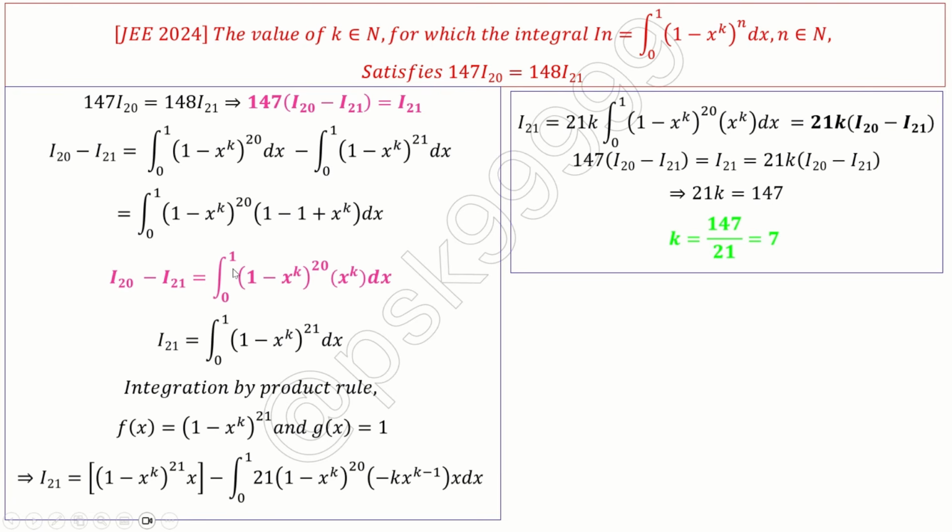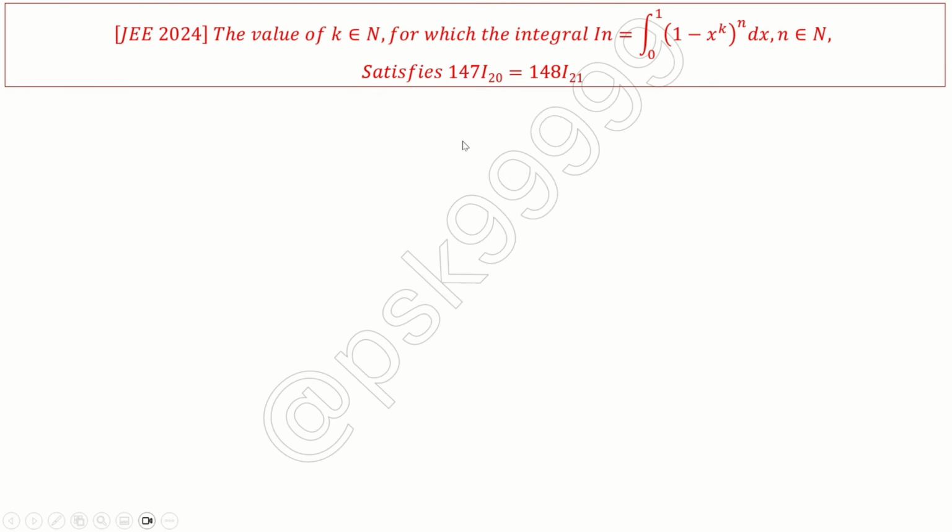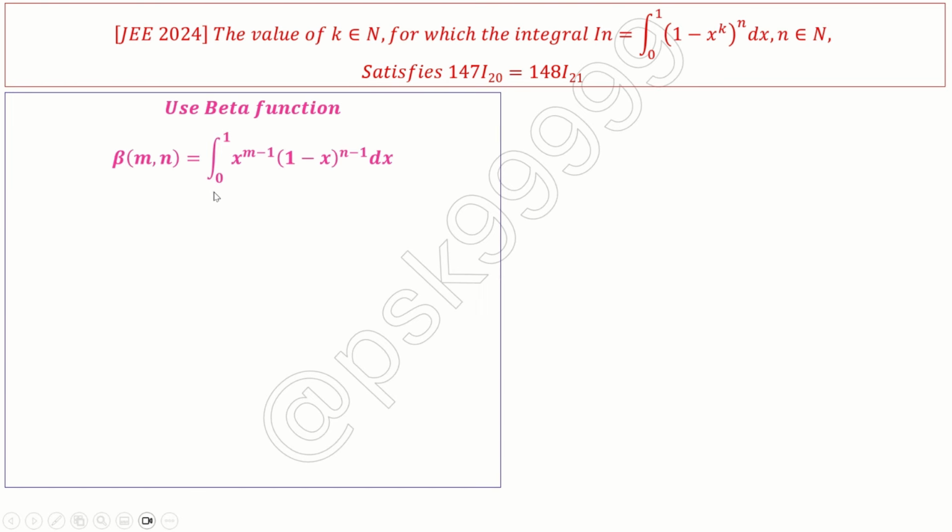This is nothing but beta of 19, sorry, k minus 1 comma 19. Okay, so I'll explain that in the next slides. Same problem I'm solving using a beta function. So use the beta function.